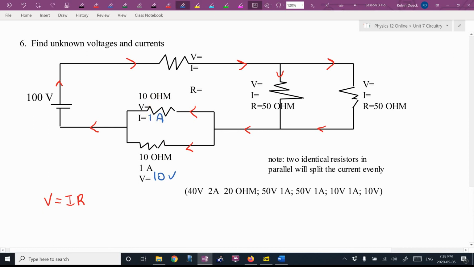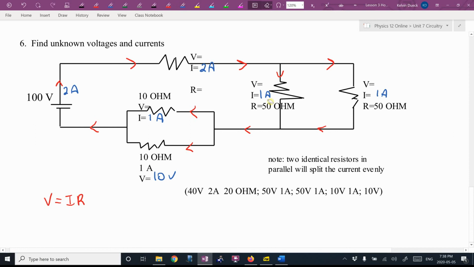The current split up evenly between the two of them, which means now when I rejoin, this must be 2 amps right there. This must be 2 amps right there. And here, because these resistors are identical, the current must split 50-50 into 1 amp and 1 amp.